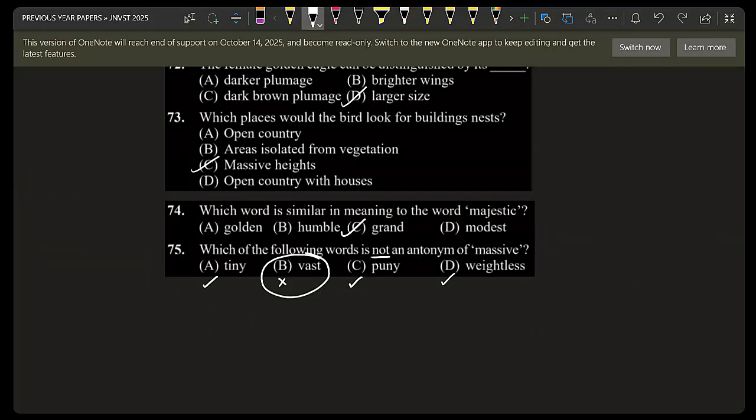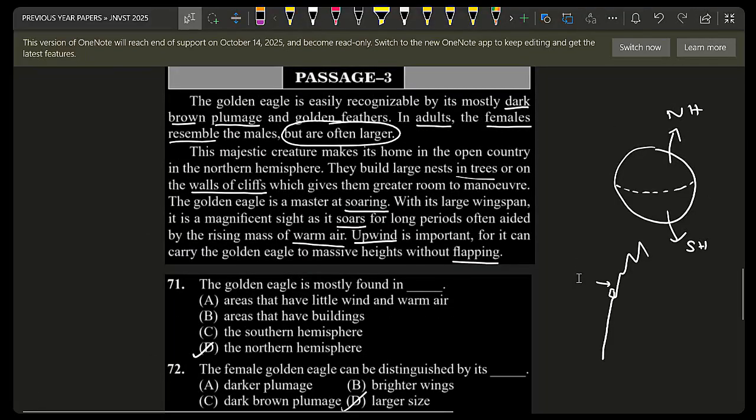Cyberden, what is your doubt? Sir, in question 73, open country will come. They are living in an open country, but about the nest they mentioned clearly. So I can show the passage about the nest.